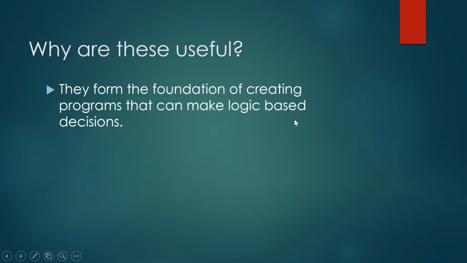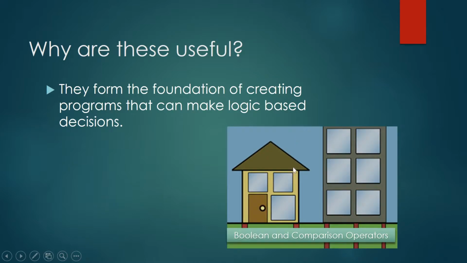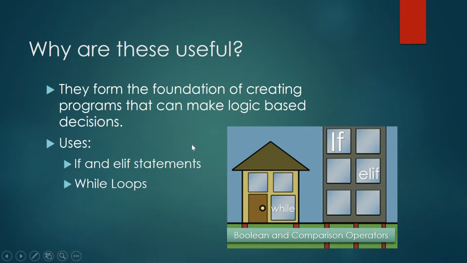So if you think about a house or a structure, at the foundation you're going to have something very solid. So Boolean and comparison operators are something that's very solid, and they're logic-based. So these are the logic fundamentals that we're going to be able to build our programs off of. So things like if and elif statements would be what we're using, where we would use Boolean and comparison operators, as well as things like while loops and for loops. So all of these are going to be using Boolean and comparison operators in order to function.